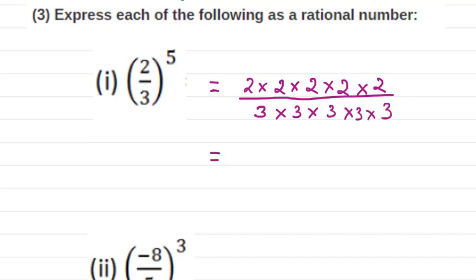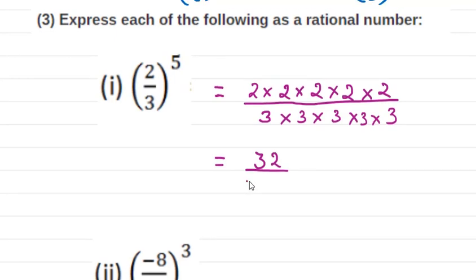Now if you multiply all these twos, you will get 32. 2 2s are 4, 4 2s are 8, 8 2s are 16, 16 2s are 32. And the same way, if you multiply the denominator, you get 3 3s are 9, 9 3s are 27, 27 3s are 81, and 81 into 3 is 243. So here you get 243. So this is your answer.